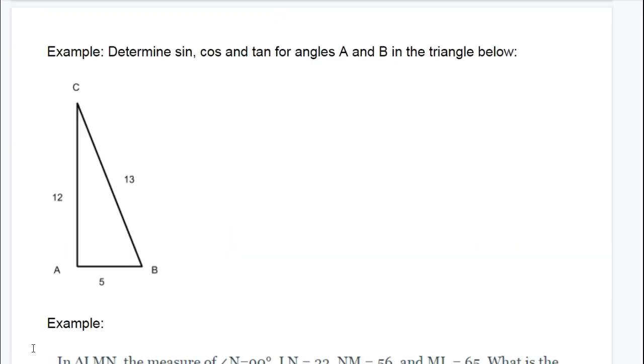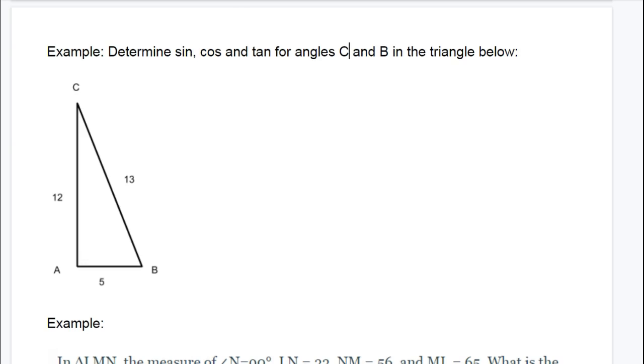In our first example, I want to determine the sine, cosine, and tangent for angle C and angle B in the triangle below. It's got to be C and B because you can't really do this for the right angle so much. So we're going to be looking at angle C and angle B in this triangle.